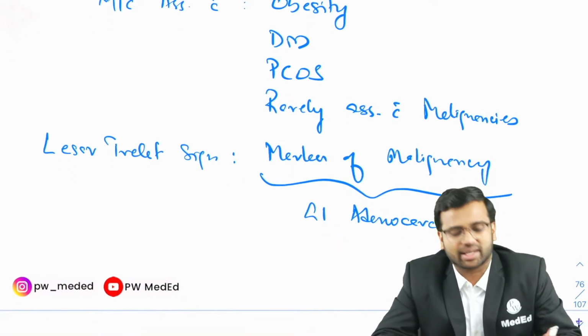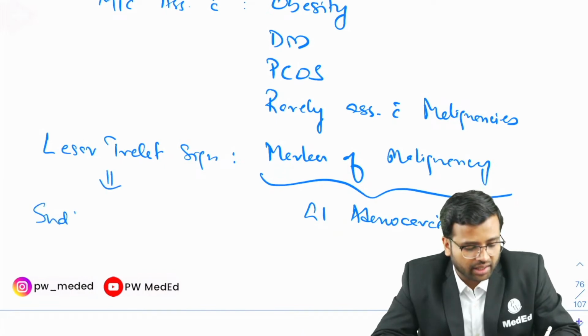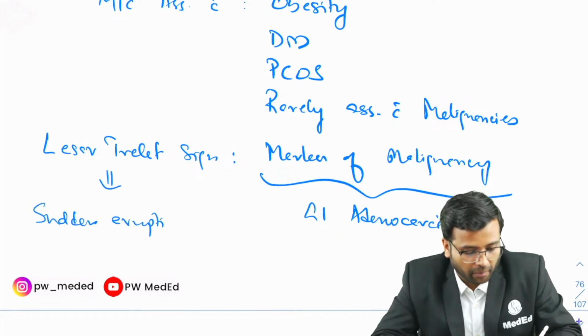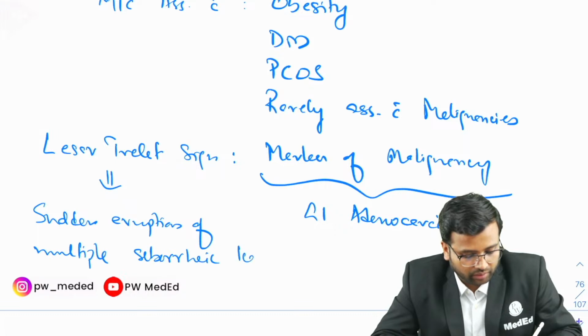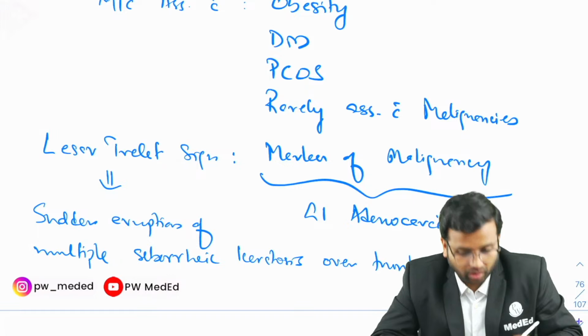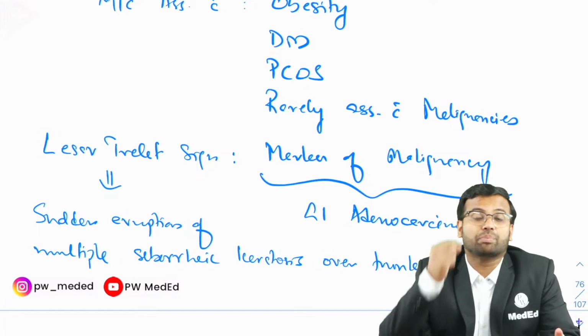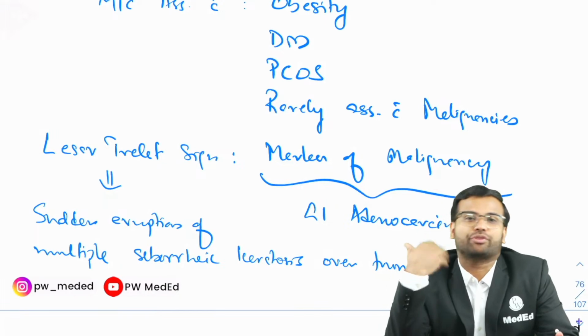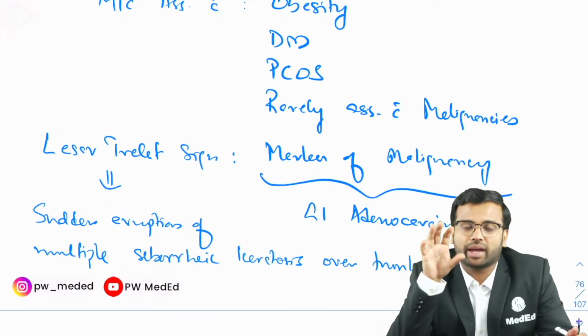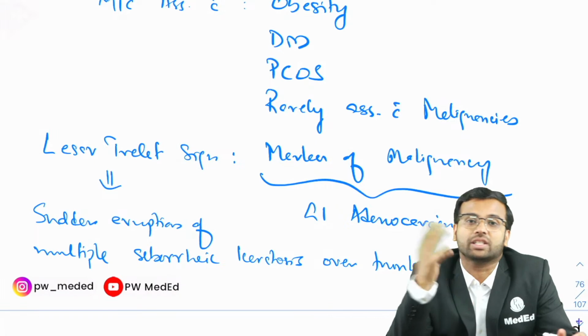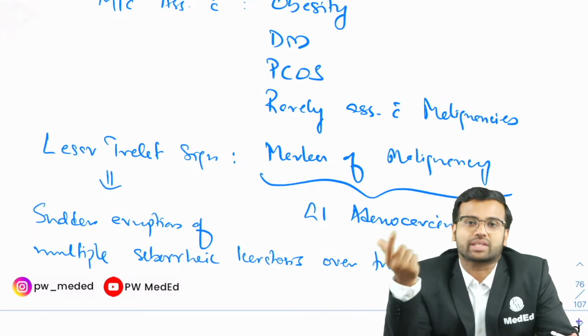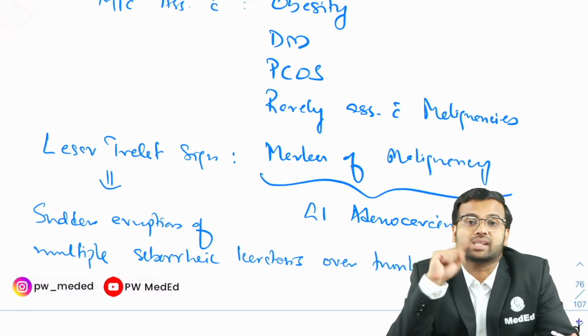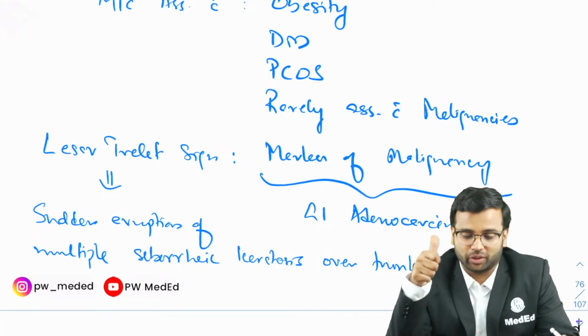And what is Leser-Trélat sign? When there is a sudden eruption of multiple seborrheic keratosis over the trunk. So when a patient develops multiple seborrheic keratosis over the face or the trunk, then we have to suspect that the patient may be having a GI adenocarcinoma. So we'll have to investigate the patient. So this is called Leser-Trélat sign. Fine, very good.